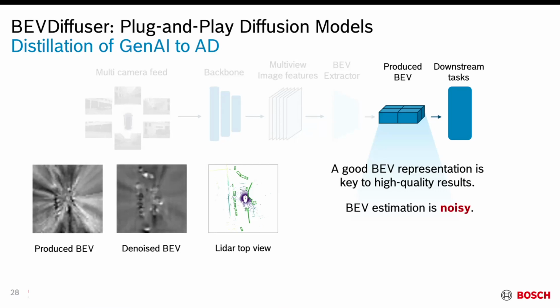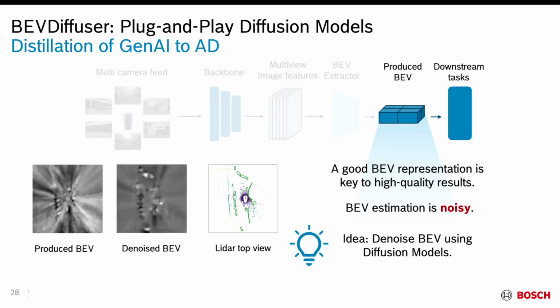As I mentioned, on the right hand side you have the LiDAR top view that shows how the objects are supposed to be located. On the left hand side you have a produced BEV that is noisy. If we have a denoised BEV that imitates how the LiDAR top view looks, we can use it as a proxy to guide the whole process of the noisy one.